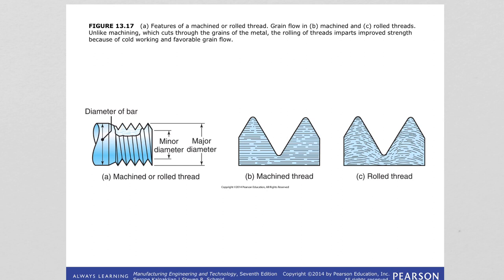Here we are seeing in image A features of a machined or rolled thread. We are comparing whether we just machine the thread or just roll the thread, which one is better. As you can see, this is the grain flow in machined and rolled threads. Unlike machining, which cuts through the grains of the metal, as we are seeing here, thread rolling imparts improved strength because of the cold working and favorable grain flow. Because you are doing cold working, you are increasing the strength of the material, and the grain structure also supports that strength because you are not just cutting through the grains.